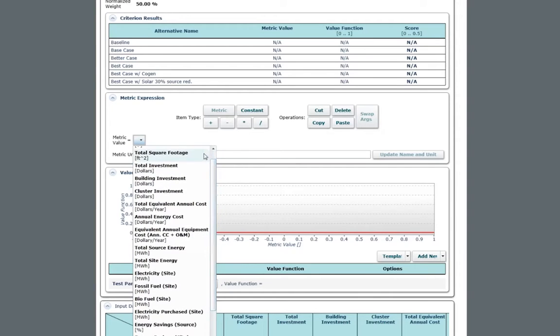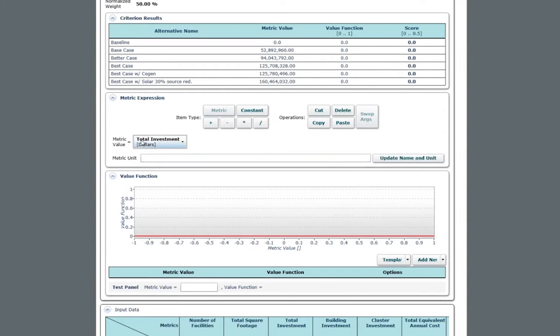So this was our total investment in dollars. Now, remember what this total investment in dollars is made up of? It's made up of the building investment plus the cluster investment, right? And so that's our total. We want to click on that, which gives it the name and the unit, and it drops that down here. So we say our metric is in dollars, and now we see that down here. It's automatically put a scale on here.